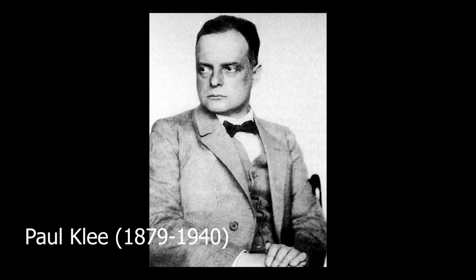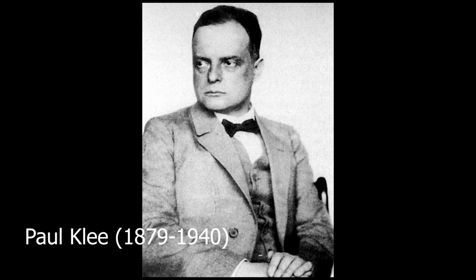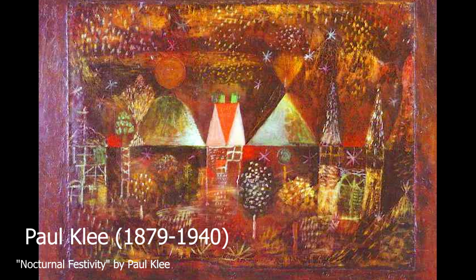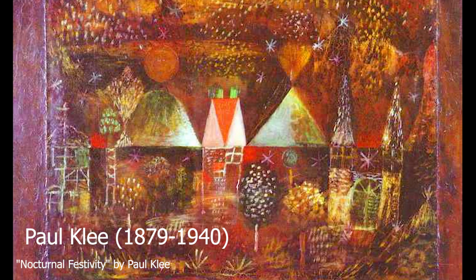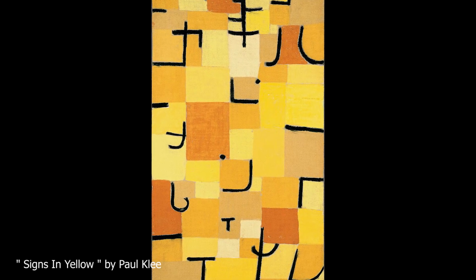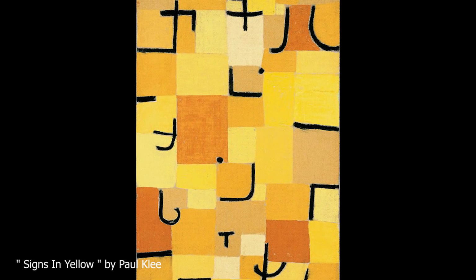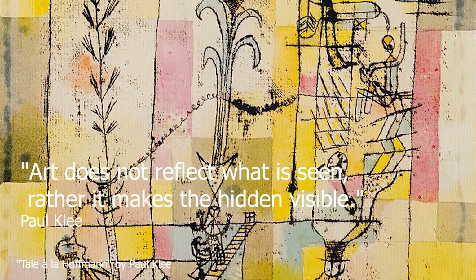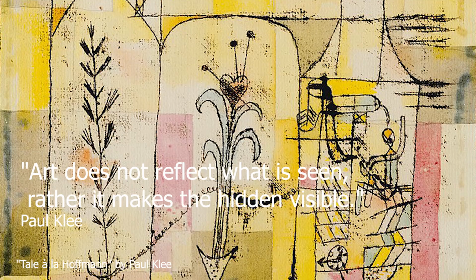That's pretty cool. And then we have Paul Klee. Klee was known for his simple stick figures, suspended fish, moon faces, eyes, arrows, and quilts of color, which he orchestrated in fantastic and childlike yet deeply meditative works. A well-known quote by Klee is, "Art does not reflect what is seen, rather it makes the hidden visible."